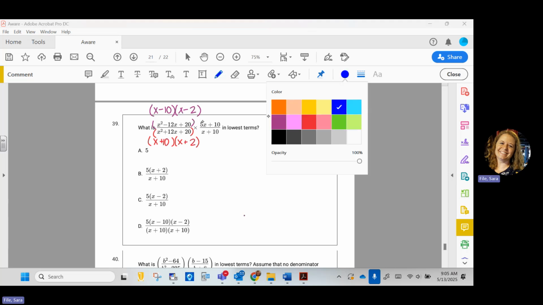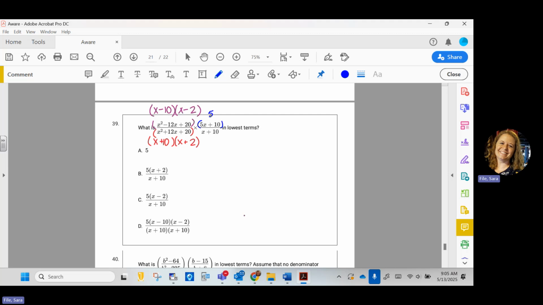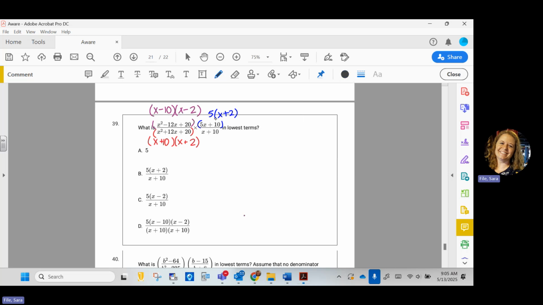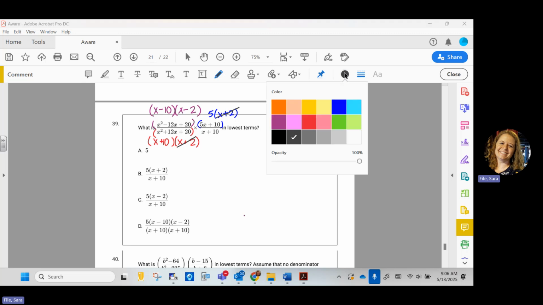And then there's a GCF of 5 here, with x plus 2. And then there's no GCF in that one. But now you can eliminate common factors. So I see x plus 2 in the top and bottom. That's all I see. Yep, nothing else is going to reduce.